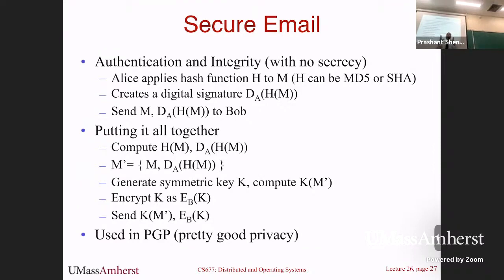So we take a message M, that's your email message, construct a hash. That's the hashed version of the message. And then you sign the hash. You, as in Alice, are going to sign the hash. And then you are going to take the message itself and the signature, and that gives us a new message M prime. That's something you want to send encrypted. So you generate a symmetric key K, and then you take this whole thing and you encrypt it.